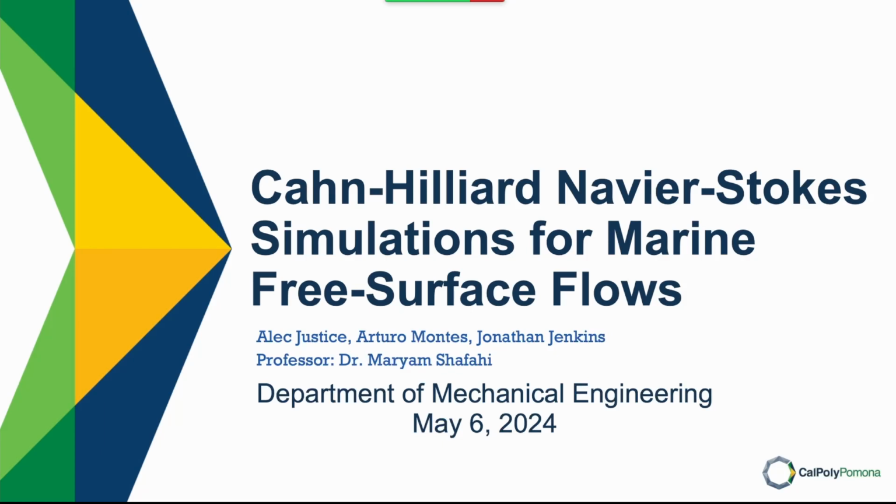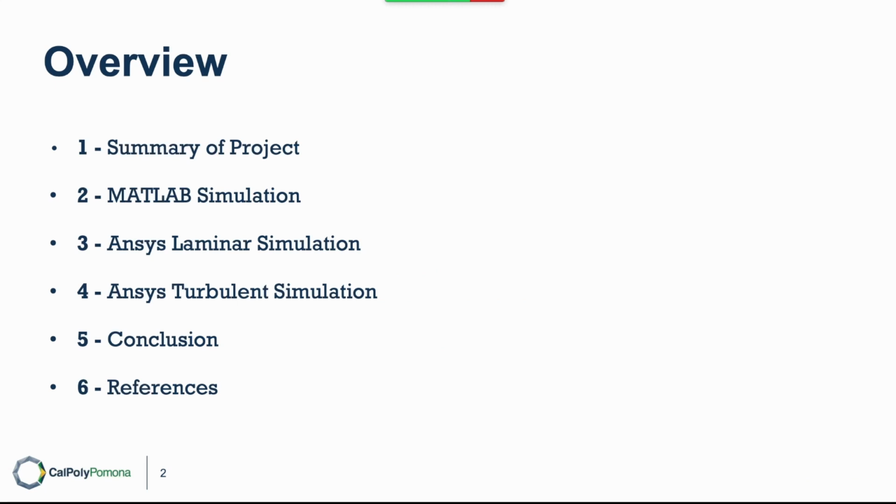So we are Group 6, and we're doing the Cahn-Hilliard-Navier-Stokes simulations for marine free surface flows. So a little overview of our presentation. We're going to do a summary of our paper, and then we're going to show you a MATLAB simulation, our two CFD simulations, and then we're going to conclude our presentation there.